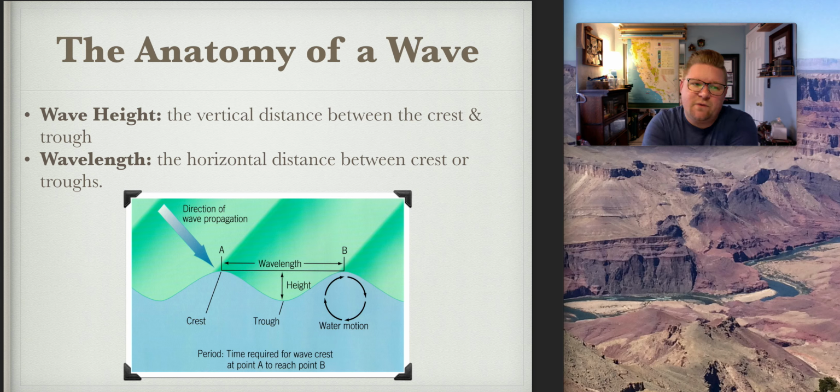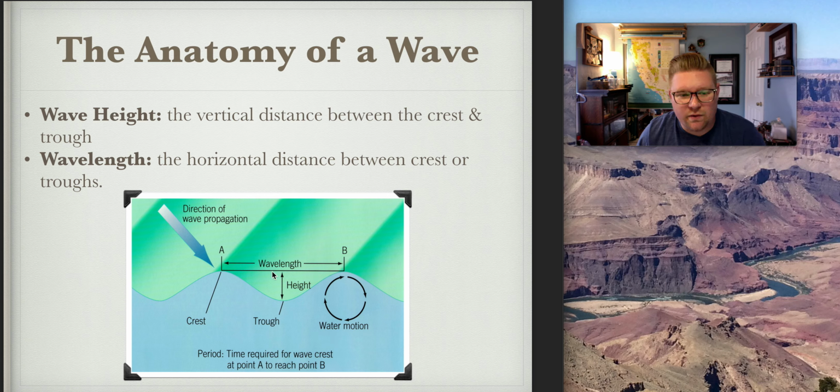So the anatomy of a wave, let's start with just these two fundamental pieces. You've got wave height and wave length. The wave height is the vertical distance between the trough, which is the low part of a wave, and the top part. So that's going to be measuring our height. Then the wave length is the distance between crest to crest.